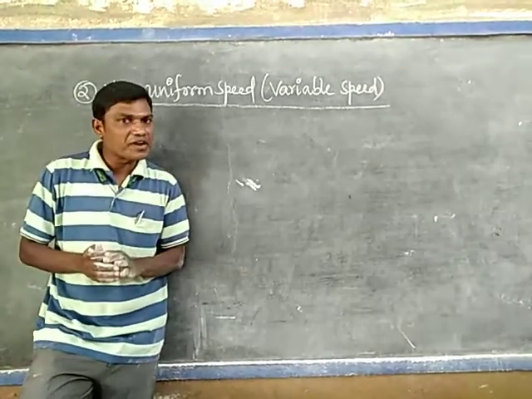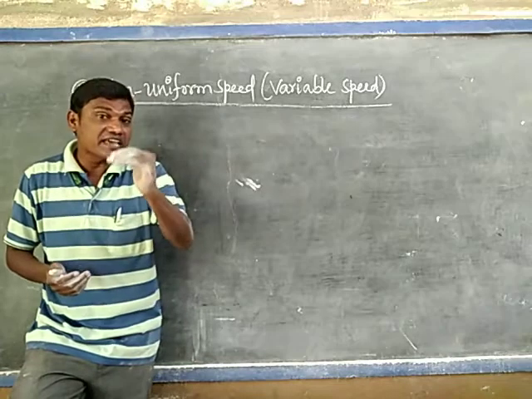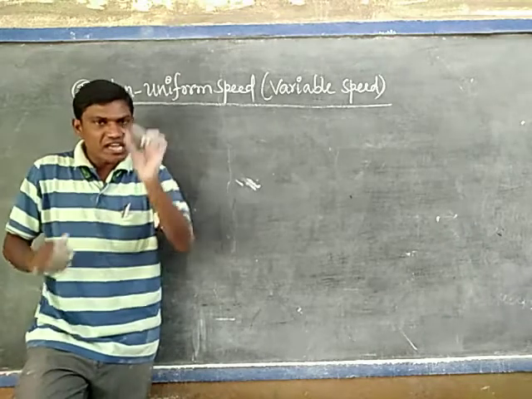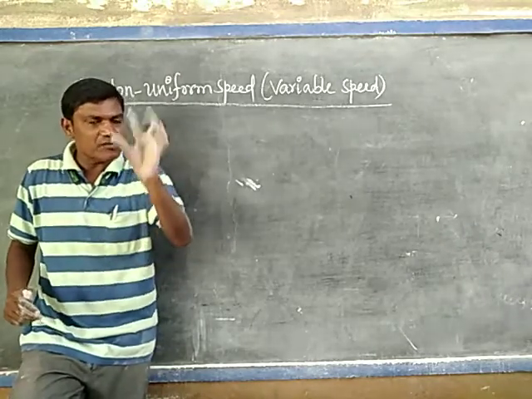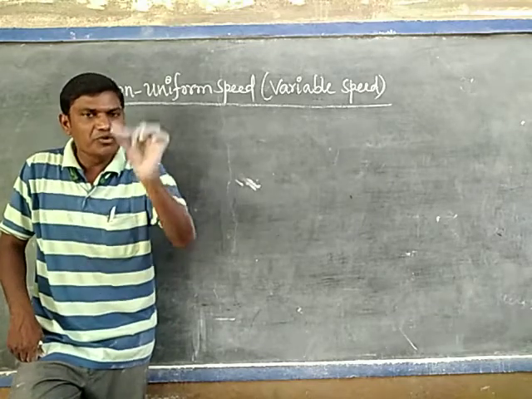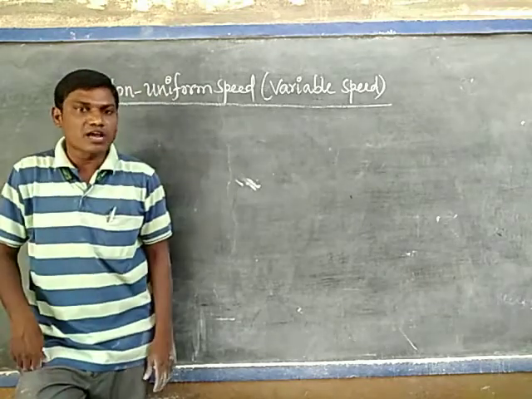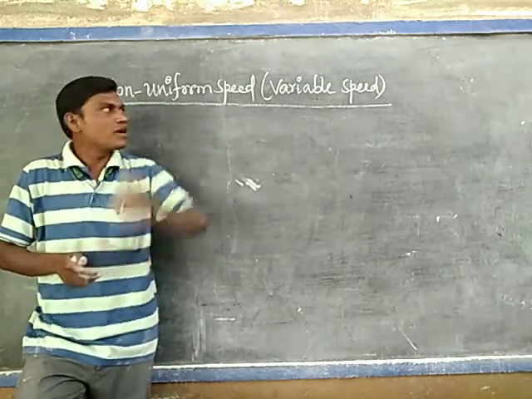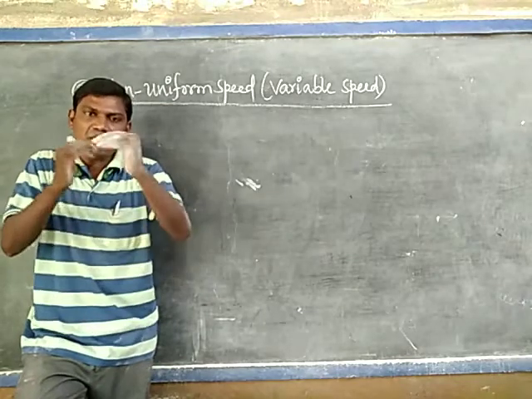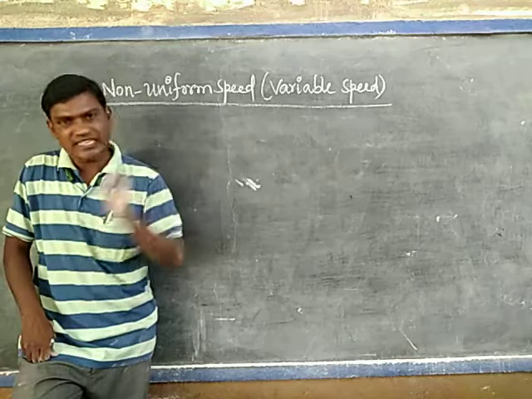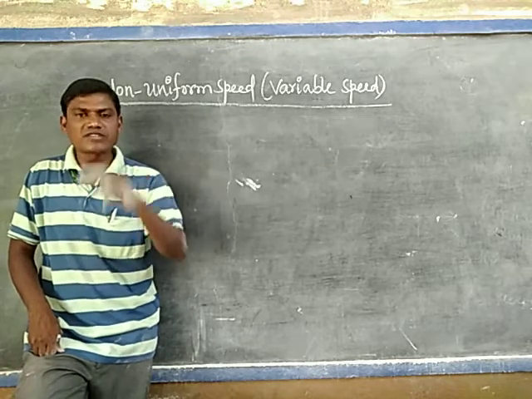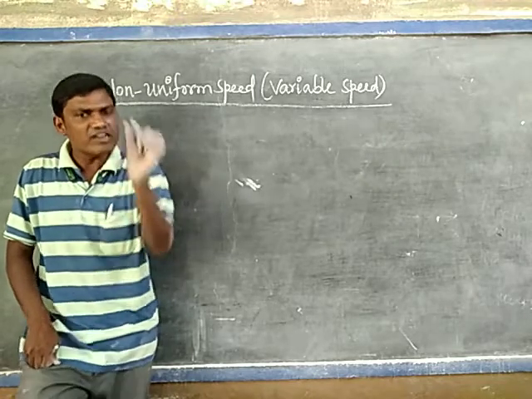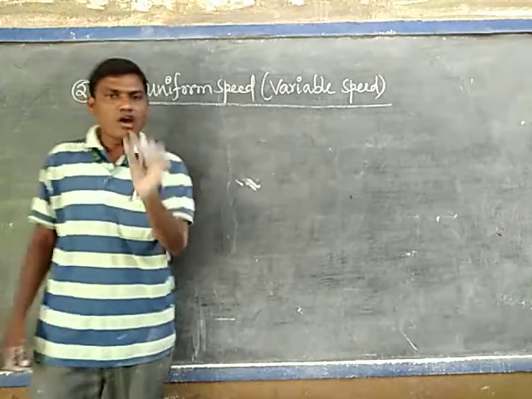What is uniform speed? How can we define it, or when can we say the body is in uniform speed or motion? If a body covers equal distances in equal intervals of time, the body is said to be in uniform speed. However, the time intervals may be small. You can take a small time interval also, it is valid. But what about non-uniform speed? If a body covers unequal distances in equal intervals of time, the body is said to be in non-uniform speed.